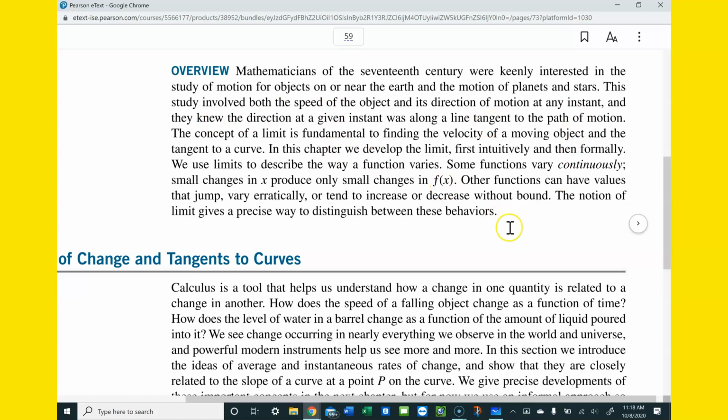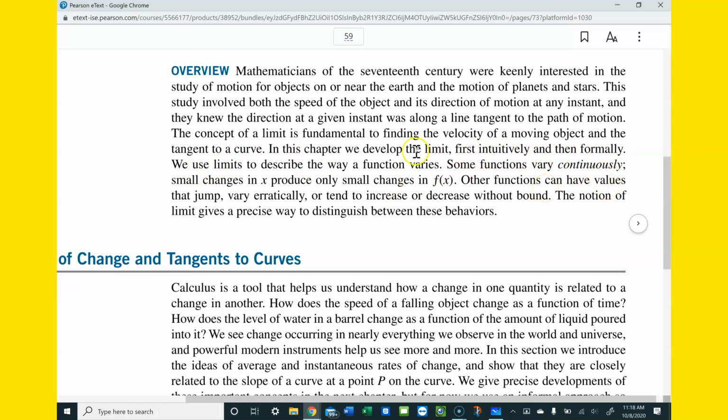This study involved both the speed of the object and its direction of motion at any instant, and they knew the direction at a given instant was along the line tangent to the path of motion. The concept of a limit is fundamental to finding the velocity of a moving object and the tangent to a curve. In this chapter, we develop the limit, first intuitively and then formally.